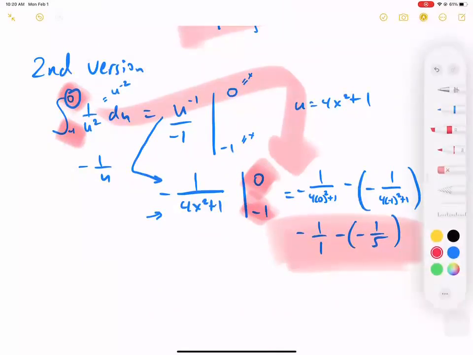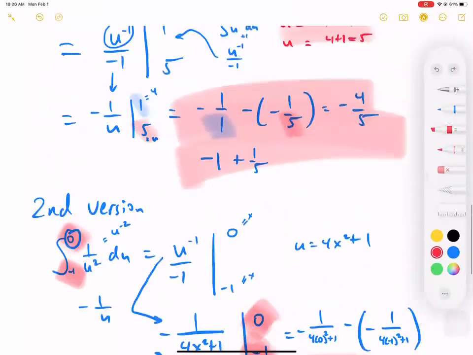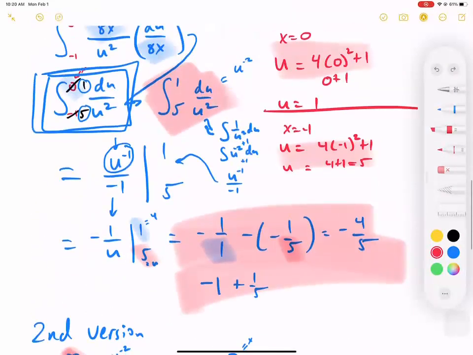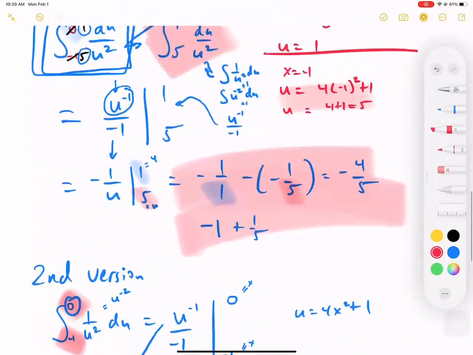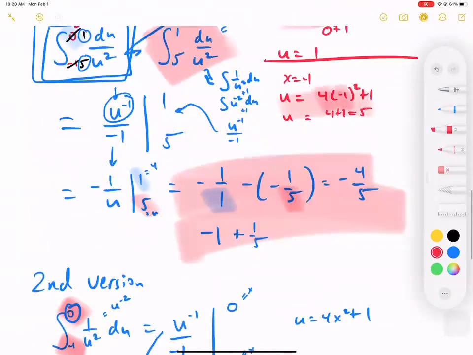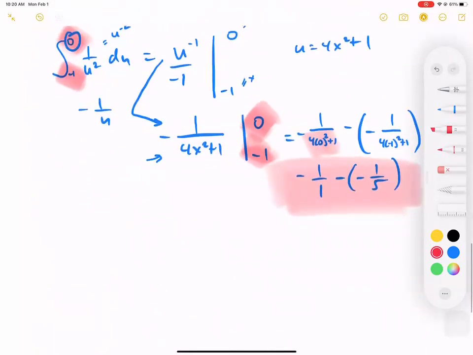Now, what I mean by you would be doing the work anyway: when I was doing u up here, remember how we plugged in 4 times 0 squared plus 1? Okay, 4 times 0 squared plus 1. We actually do that right here. We were going to do the work anyway. Up here, for the second u value, we plugged in the negative 1. 4 times negative 1 squared plus 1, we got 5. We actually did that work anyway right here. So it's not like you save time anywhere along the way.